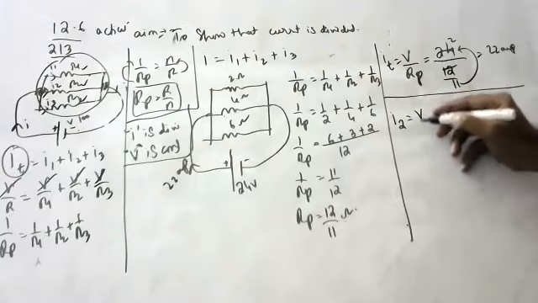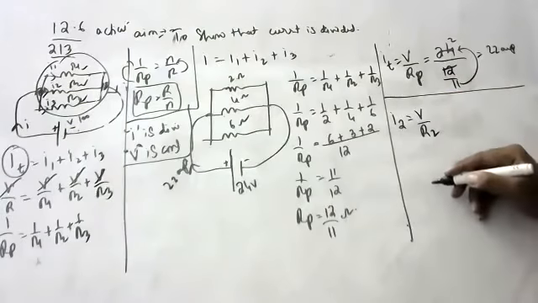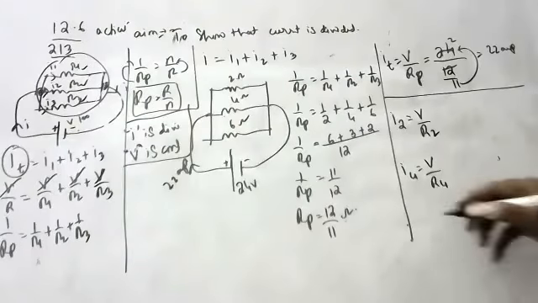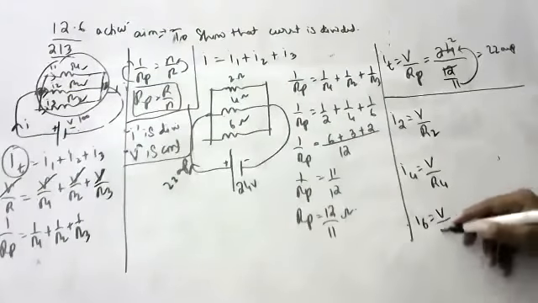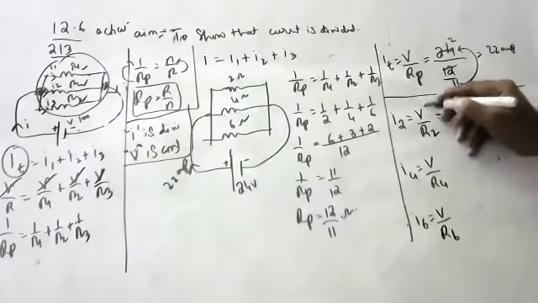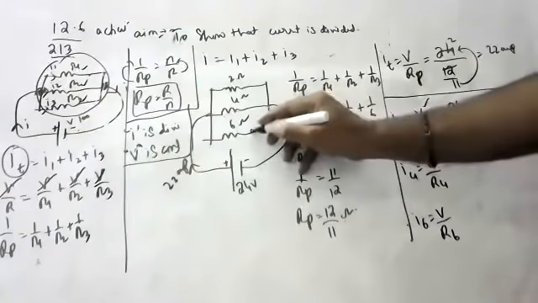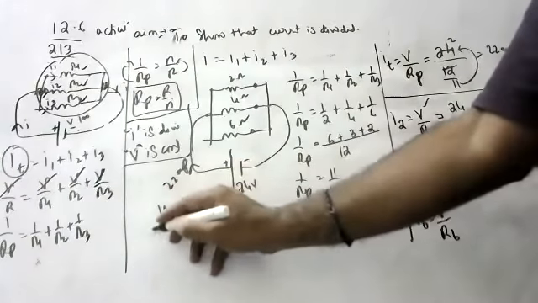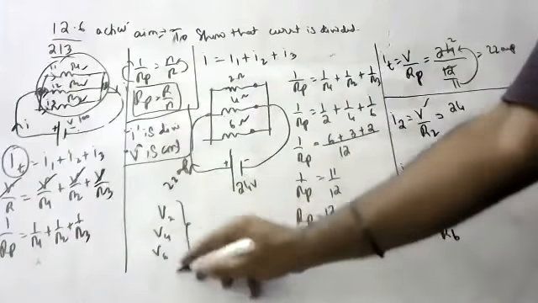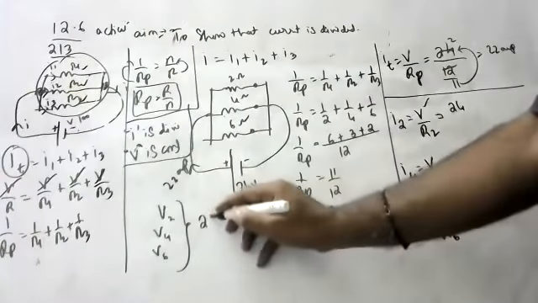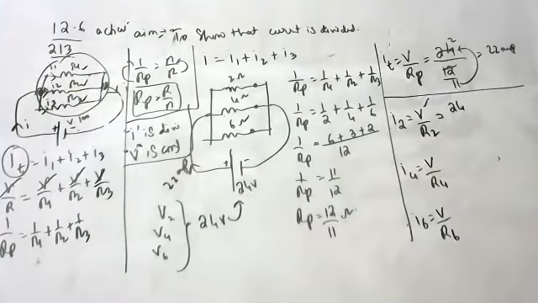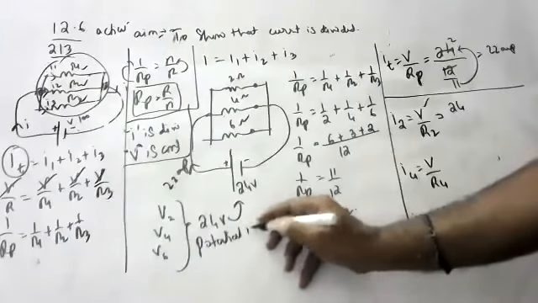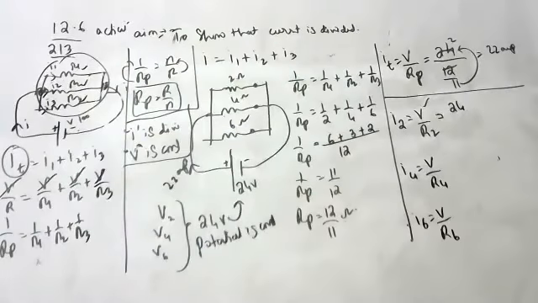I2 is equal to V by R1, I4 is equal to V by R4, I6 is equal to V by R6. What is V, children? 24. Because everywhere it will be 24 only. In parallel, potential is constant. What is V2, V4, V6? 24 volts. Why? Potential is the same in a parallel connection. In parallel, potential is constant.